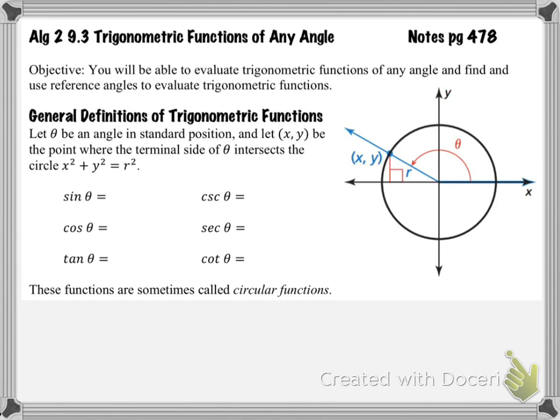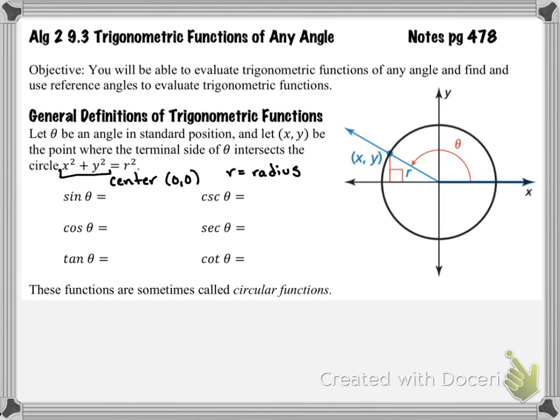So these are our new definitions. We're going to let theta be an angle in standard position, and we're going to have x, y be an ordered pair, a point where the terminal side of that angle intersects the circle. So we have a circle of the form x squared plus y squared equals r squared. This is a circle centered at the origin. Its center is 0, 0, and a radius of r. R is the radius.